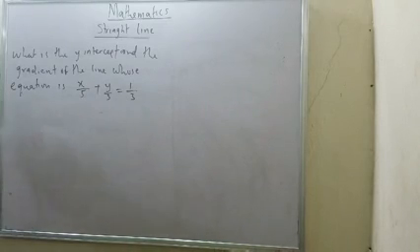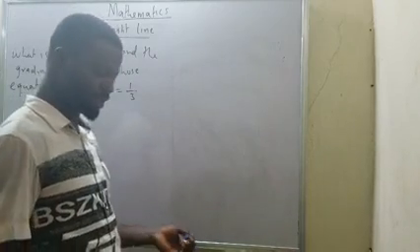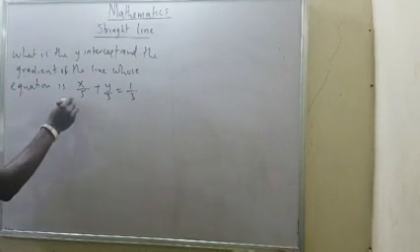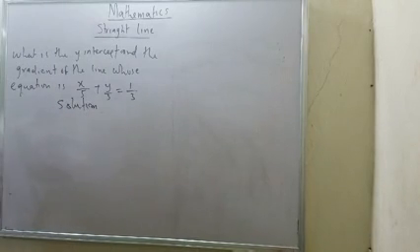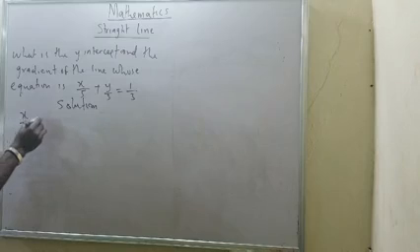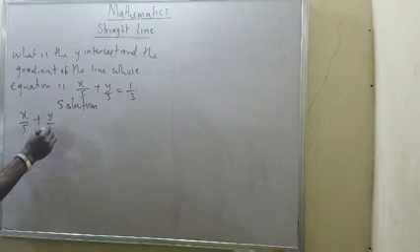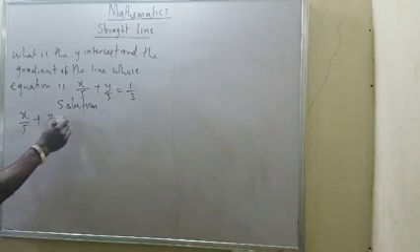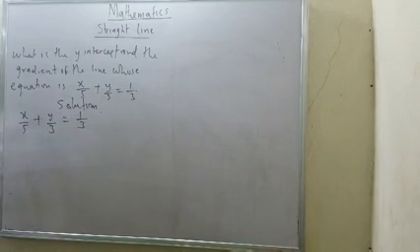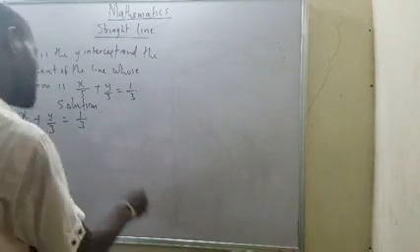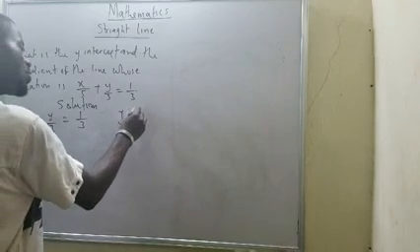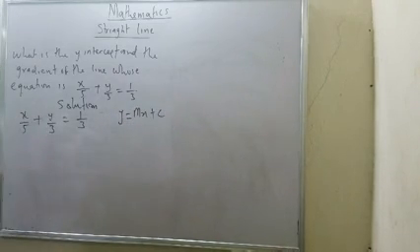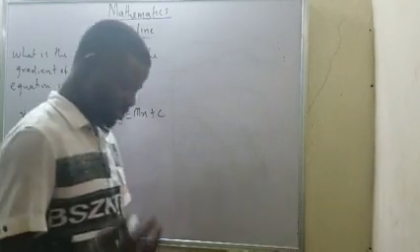Now look at this one. It's a very good one. Normally I don't have much problem with it, but it's not in this form. Now, solution. I have x all over 5 plus y all over 3 equals 1 all over 10. Don't forget that I must learn to make it y equals mx plus c. It must be like this before we talk about gradient and intercept at y.